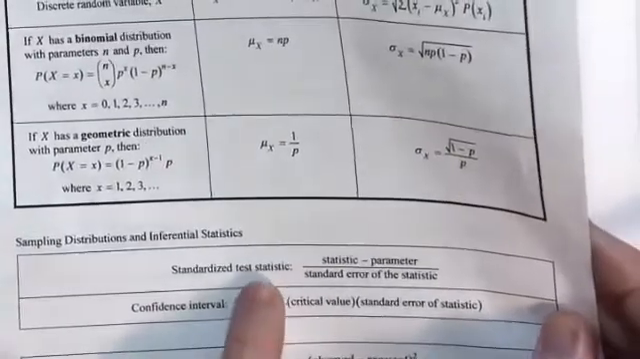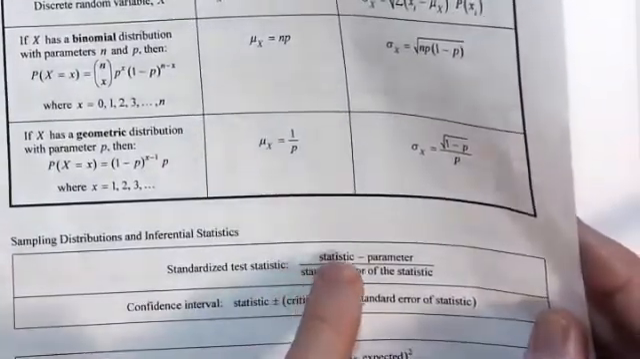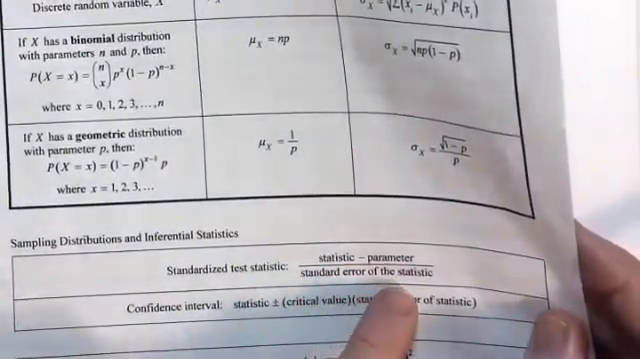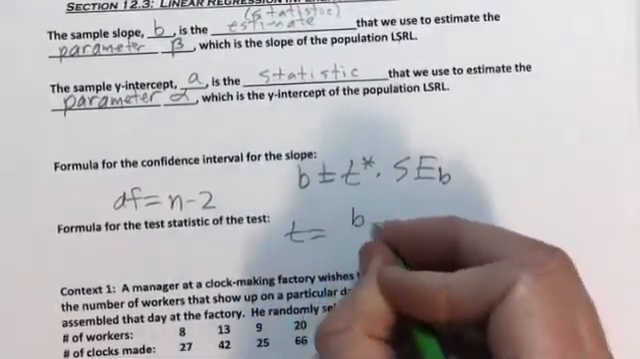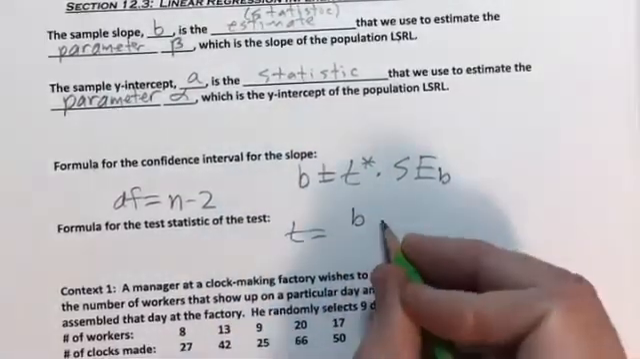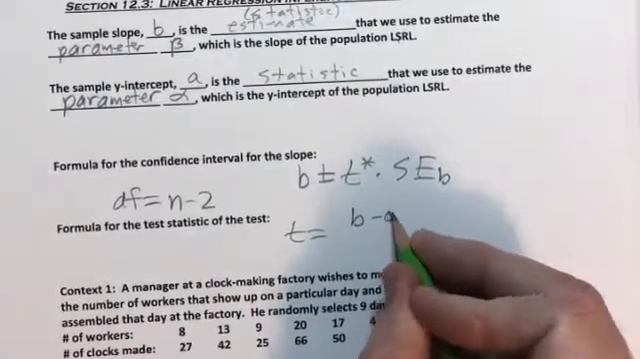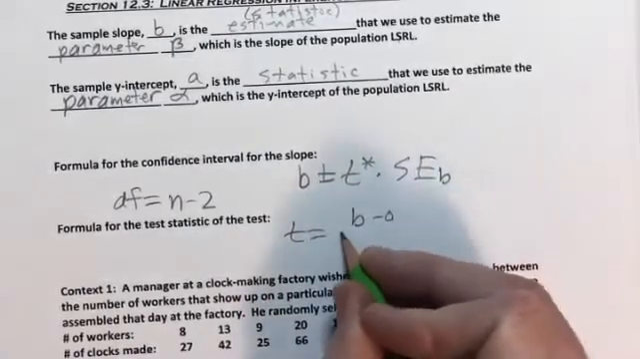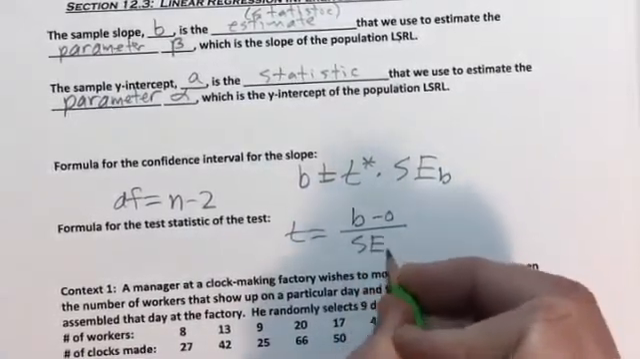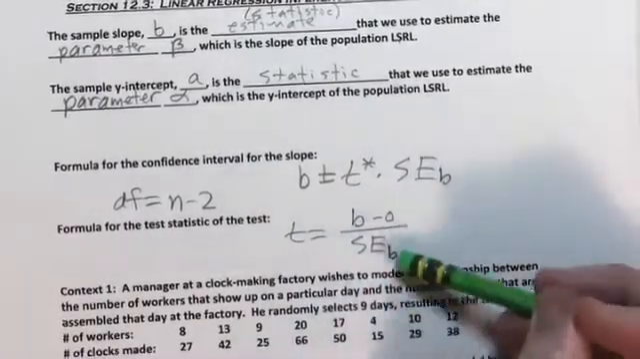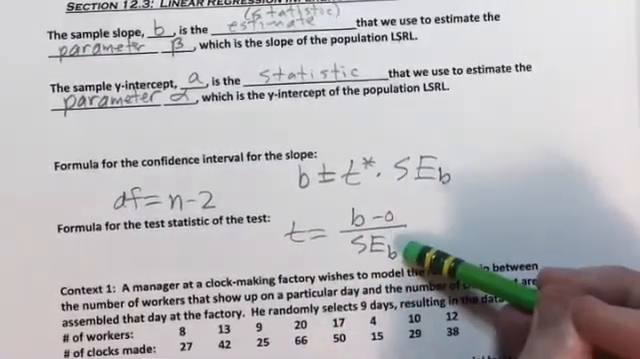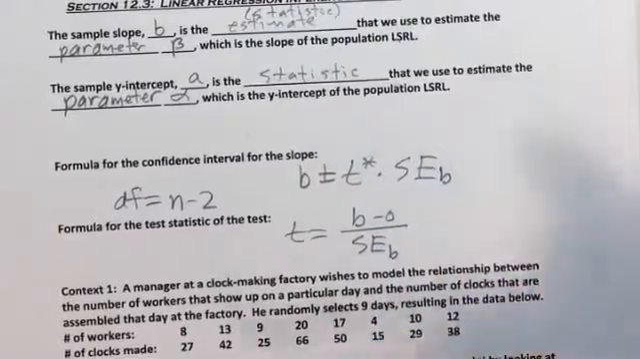Now our formula for the test statistic. Any test statistic has this same basic formula: statistic minus parameter over the standard error of the statistic. Our statistic here is b. Our parameter is going to be 0, that's our null hypothesis value, over the standard error, which is our new friend, the standard error of the slope. You will always be given this value if you need it, so you don't have to use that formula to find it.